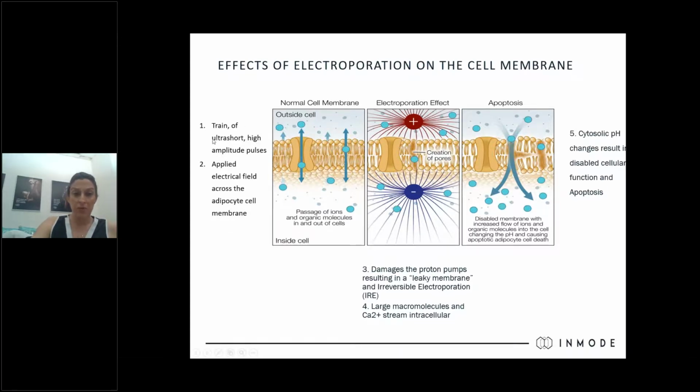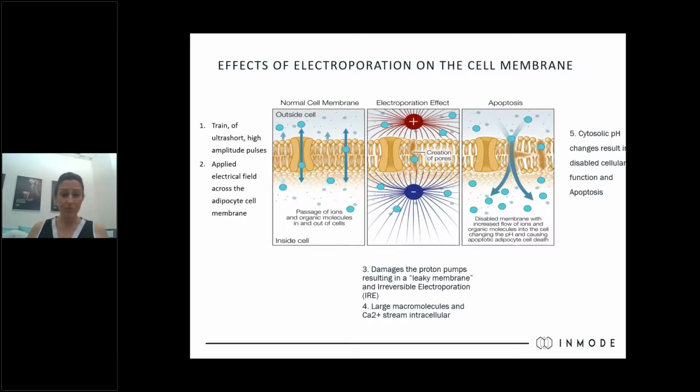But when applying that ultra short, high voltage pulse, we're applying an electrical field that changes the permeability of the membrane. Once permeability is changed, other substances that would not normally be able to go through that membrane are able to go through it. So what we get is a leaky membrane, and this actually is irreversible damage. Okay, so irreversible electroporation. This in turn leads to apoptosis. And apoptosis, if you know or if you don't know, is the right way for a cell to die. There are two ways for cells in the body to die. One is necrosis, which is not controlled, and apoptosis, which is controlled.